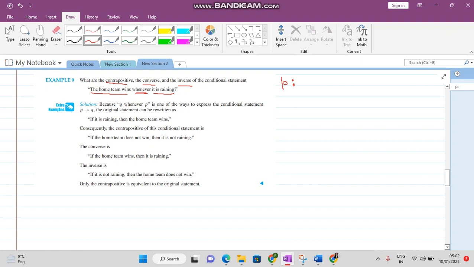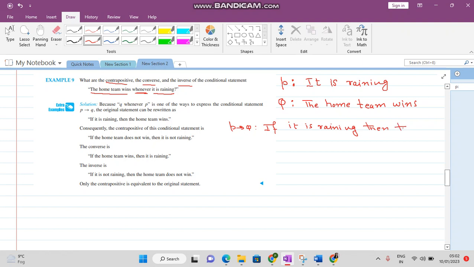So P here is: it is raining. And what is the Q statement? Q is: the home team wins. So what is the P implies Q statement, the conditional statement? Write if, then: if it is raining, then the home team wins.